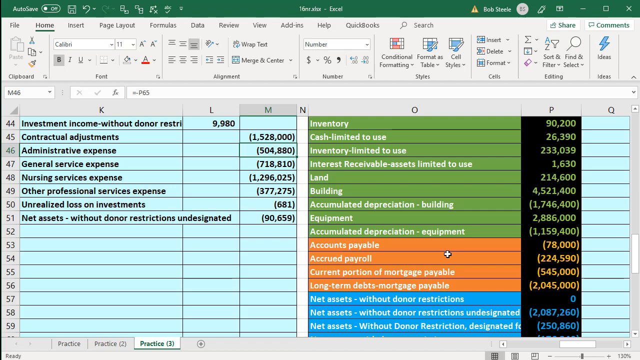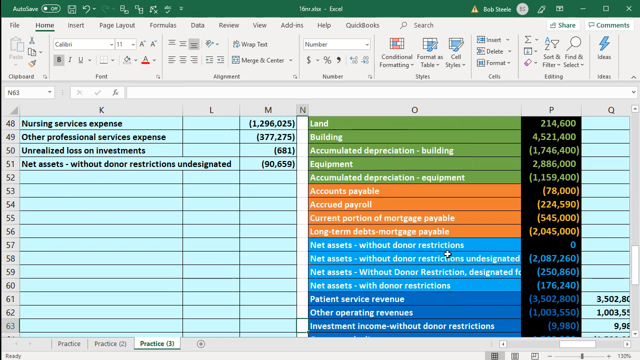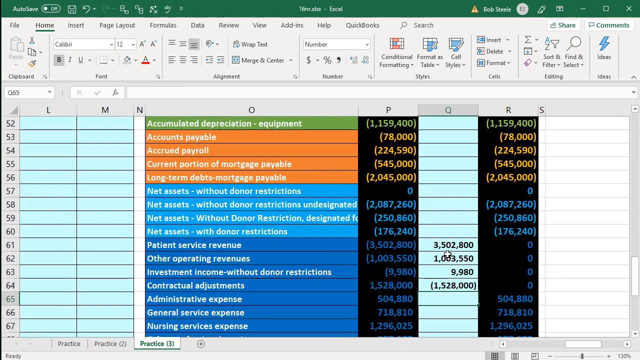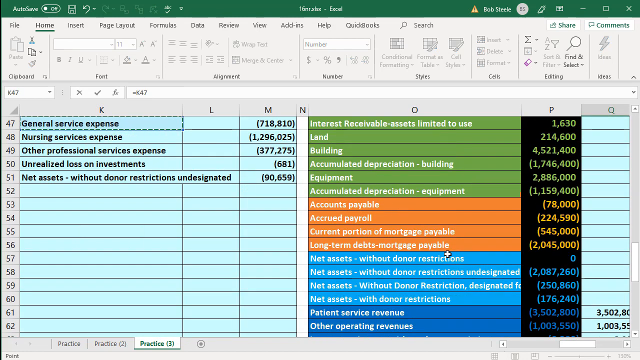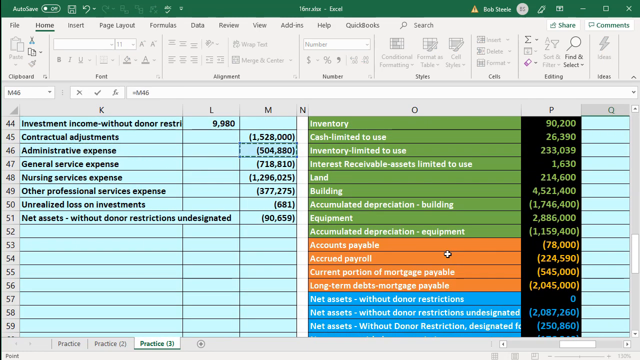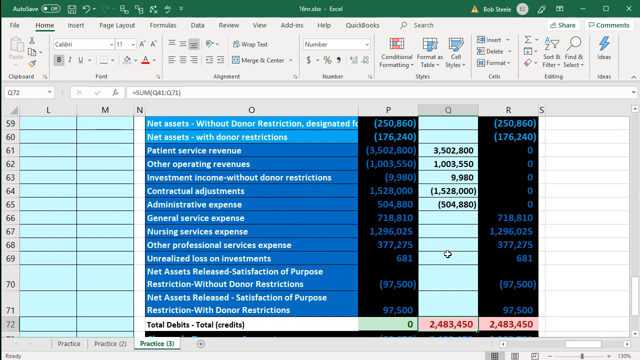I'm going to enter this one, then autofill, which will pick up these in a row: the general, the nursing, other professional, and unrealized loss amounts. So let's do that. So I'm going to do the one more here. We'll do one more. This is going to be equal to the administrative expense on the credit side. And now we're going to use the autofill function to make this go a little faster.